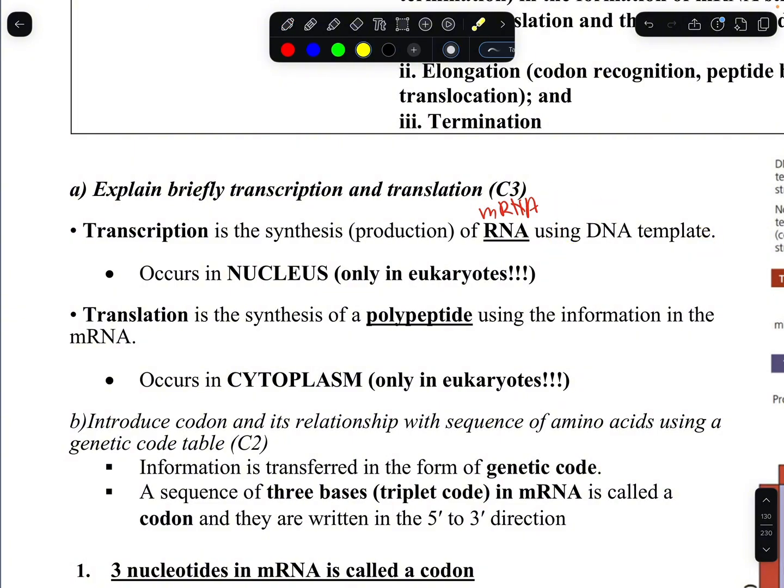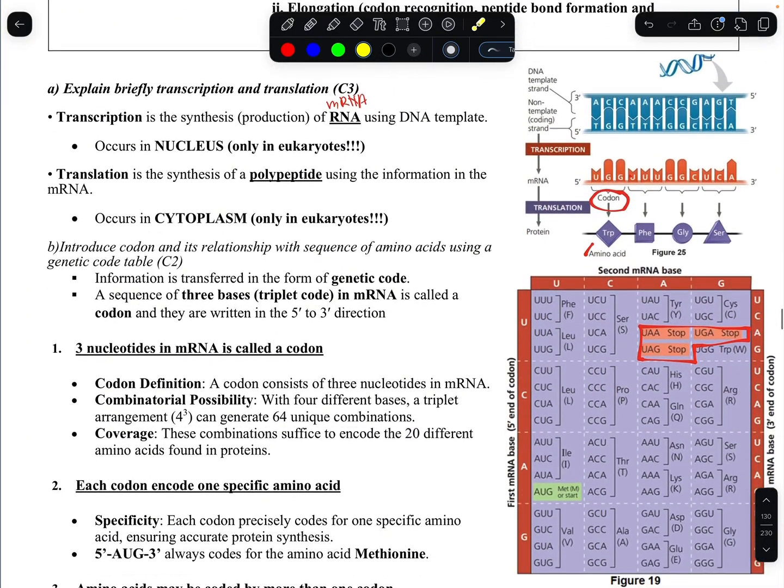Okay, so you have to know the location. Remember, Miss pernah cakap waktu online lecture, ini berlaku dalam nukleus. So dalam nukleus, inilah kampung di mana ada DNA, betul? So daripada DNA, kita akan hasilkan mRNA. Okay, so that's about transcription.